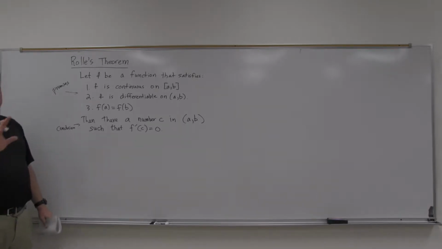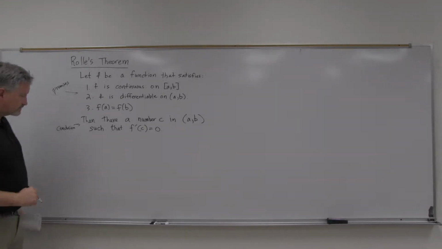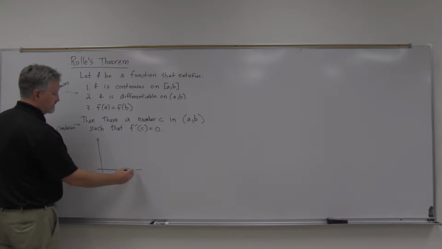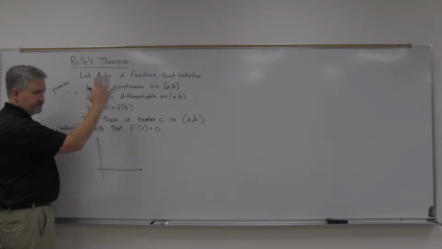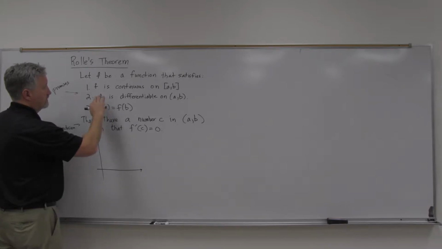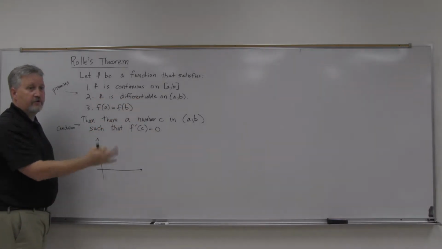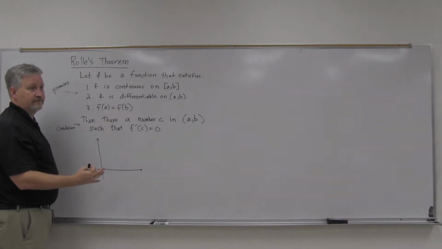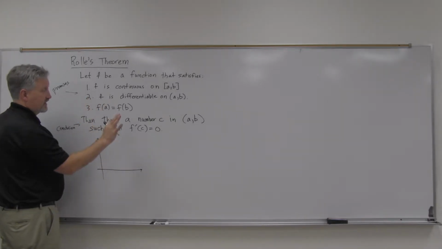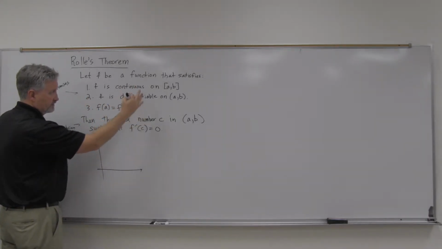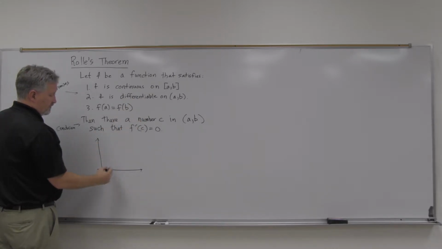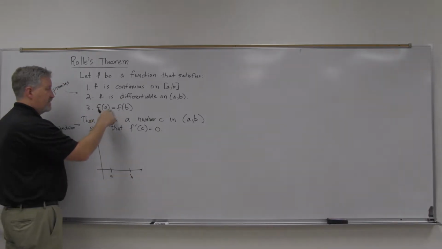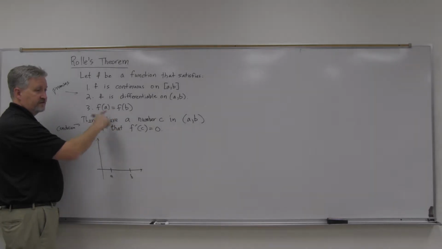All right, so here's the picture of what's going on. I don't think it's too hard to understand why this works. We've got a function that's continuous, which means there's no breaks. Differentiable adds to it: there's no corners, right? So it's got to be continuous and differentiable on basically the same interval from a to b. So here's a, here's b. And then we've also got f of a equals f of b. Well, that's telling me the function values are the same.